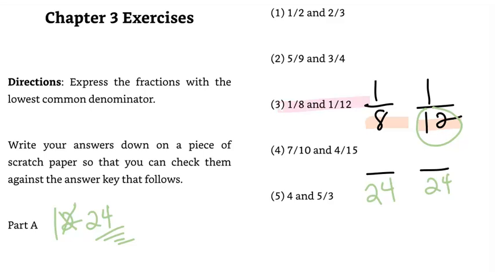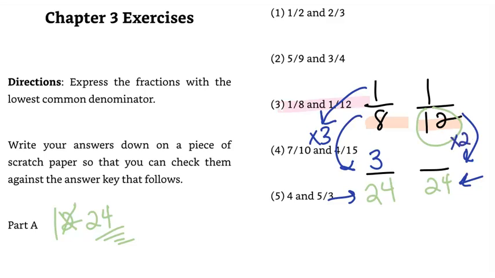Okay? And so, like the last problem, if you have a new denominator, you need a new numerator, right? So if we multiply by 3 to get a new denominator, you need to multiply your numerator by 3 to get your new numerator. And then for the other fraction, we multiply by 2 to get our new denominator. So we need to multiply our numerator by 2 to get our new numerator. All right, so that'll be 2.